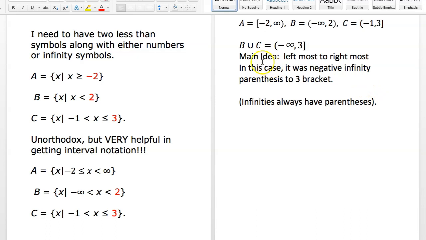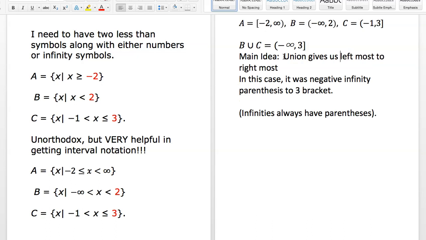Now, so union gives us leftmost to rightmost. And I think I hyphenate those. My English was kind of off there. So union gives us the leftmost to rightmost relative to B and C. So B sent us to neg infinity to the leftmost because neg infinity is way further to the left.